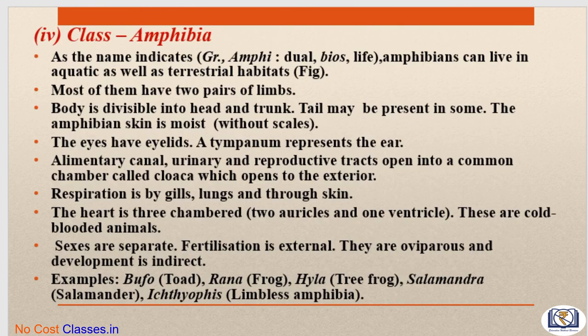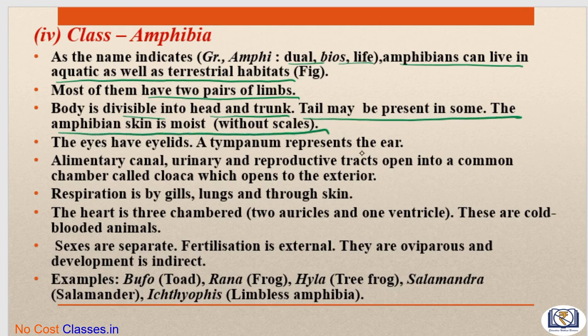Next, we have here Amphibia. As the name indicates, the amphibians can live in aquatic as well as in terrestrial habitat. Most of them have two pairs of limbs. Body is divided into head and trunk. Tail may be present in some. The amphibian skin is moist, without scale. Remember the frog and the toad? The eyes have eyelids, and the tympanum represents the ear. The actual external ear is not present. Instead, a membrane is present, that's called the tympanic membrane.